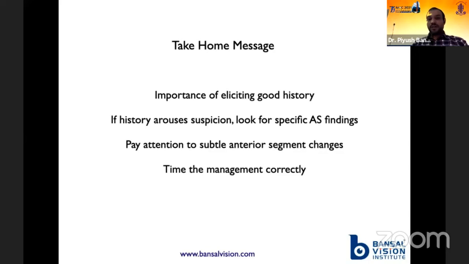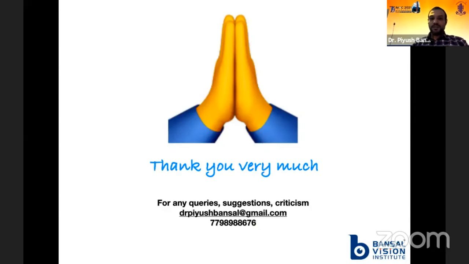So in conclusion, my take-home message would be that it is very important to elicit a good history in such cases. If the history arouses any suspicion, then look for specific findings in the anterior segment, as I've already discussed. Pay attention to the subtle anterior segment changes, because this is going to decide whether you must take up the patient for surgery immediately or you should wait. The timing of the surgery and the management is very crucial over here.